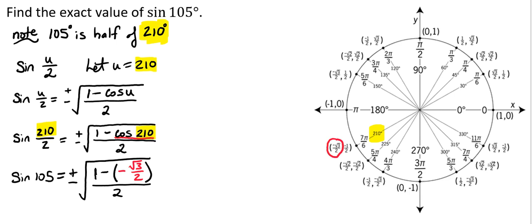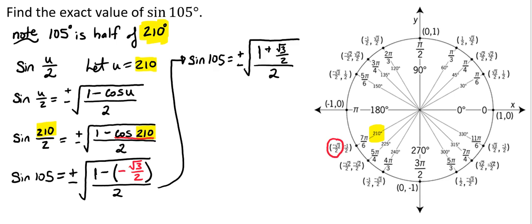Now we can see that we have plus or minus the square root of 1 minus negative radical 3 over 2, all divided by 2. And we know that double negatives give us a positive, so we can simplify that, which leaves us with the sine of 105 equaling plus or minus the square root of 1 plus radical 3 over 2, all divided by 2.